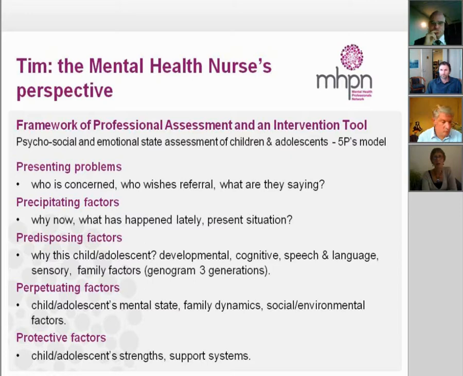The perpetuating factors: what are the family dynamics? We know mum and dad weren't getting along very well, and it's only recently that some work's been done on the dynamic between the father and the son. I'm thinking about the relationship between mum and him and his sisters and all of that sort of stuff. If some of that is what's perpetuating the problem, then that's where the intervention might need to be.